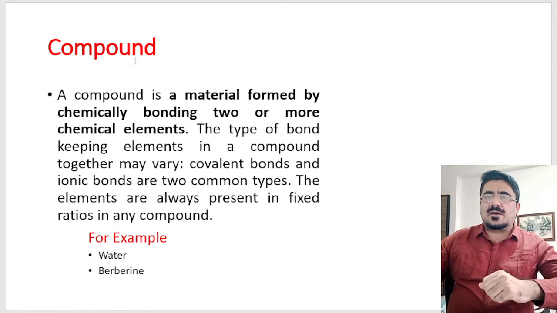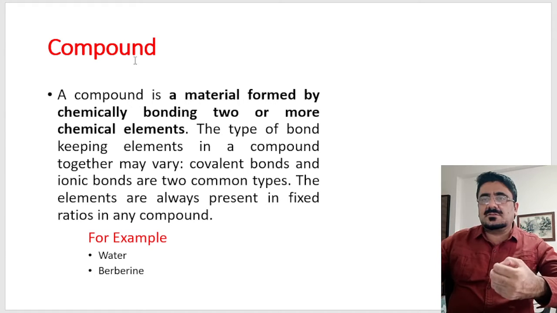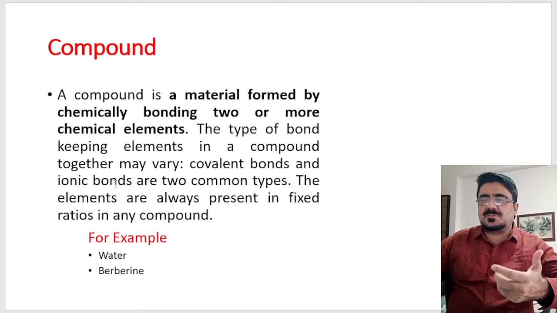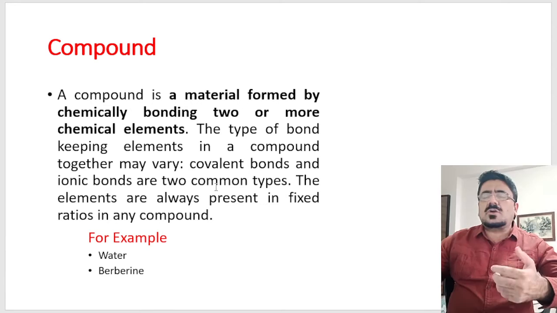The first one is compounds. Compounds are everywhere; we interact with compounds in daily life. A compound is a material formed by chemically bonding two or more chemical elements. Because you are science students, you know about the elements and these basics. The type of bond keeping elements together in a compound may vary. Covalent bonds and ionic bonds are two common types. The elements are always present in a fixed ratio in any compound.